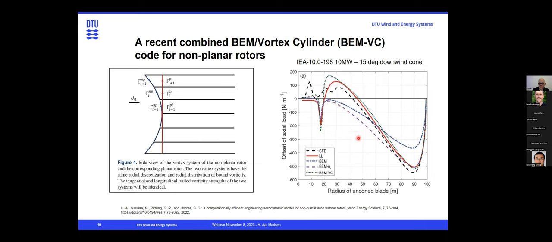And one can see that this new code fits quite well to the lifting line and also the CFD, with this considerable variation along the radius of the blade. It's the offsets compared with a non-coned, or planar, rotor. What we see here is this difference to a planar rotor.